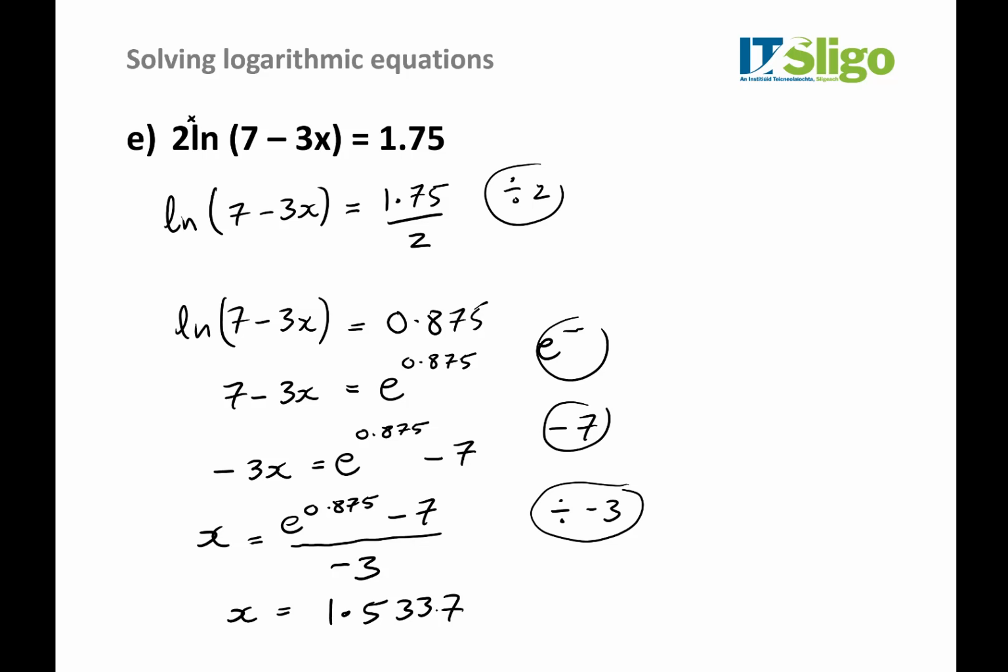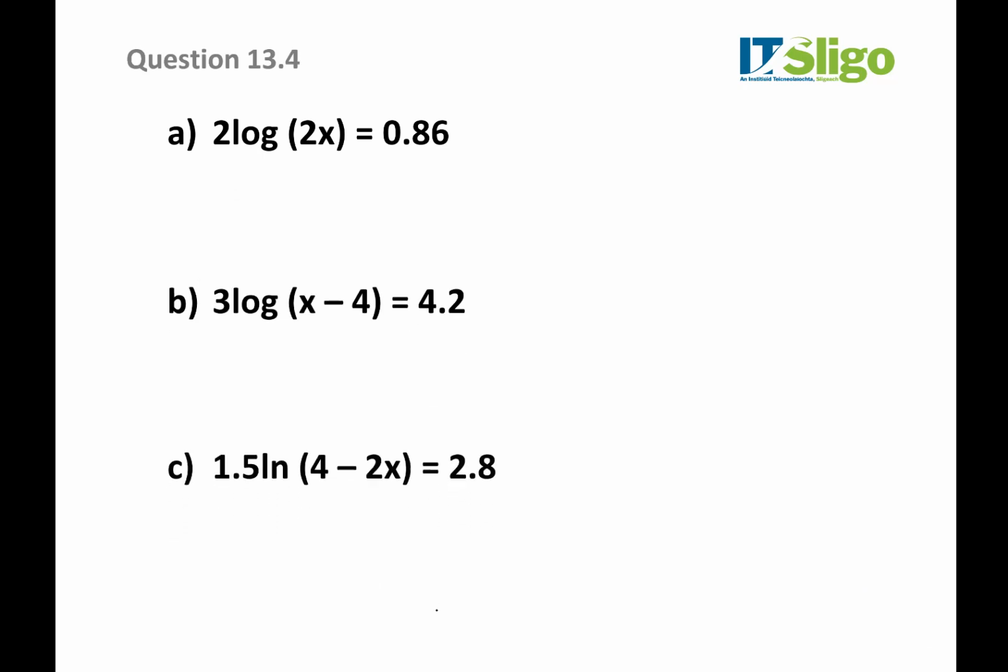It's really the same as just solving a normal equation, but we've now got log terms in there to be dealt with. So here's some questions for you to try. Don't be put off. They look complex, but it's the same idea. Work from the outside in. So with this one, get rid of him first, joined on by multiplication. Then get rid of him. It's got a base of e. Then get rid of the 4 with a minus, and then get rid of the minus 2 by division. So take your time, do everything in order, and things should work out correctly for you.